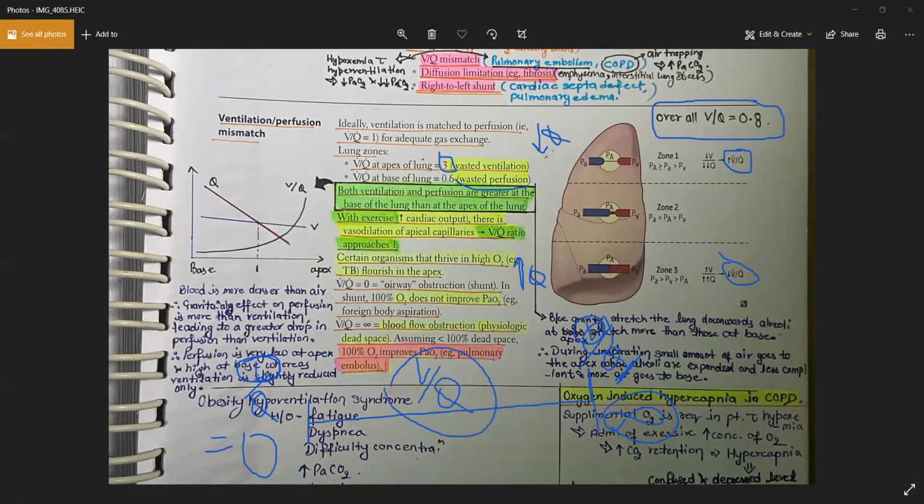Doesn't matter whether the ventilation is more or the perfusion is more, whether the ratio is more than 1 or less than 1, you will always call it a VQ mismatch, because the VQ match is always 1. Other than 1, always a VQ mismatch.